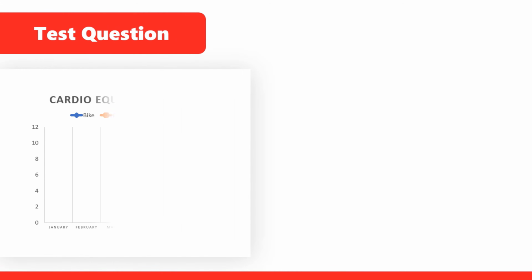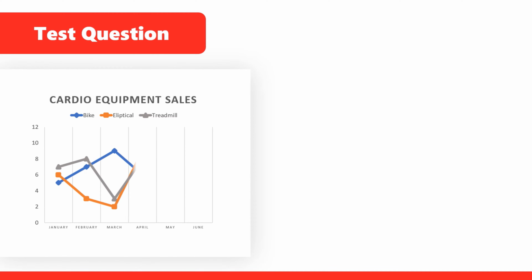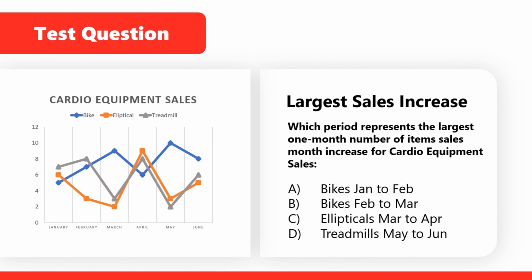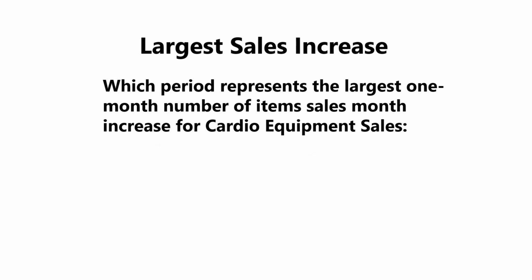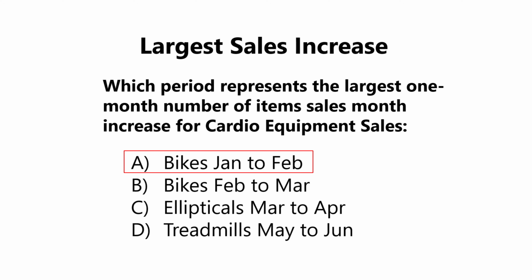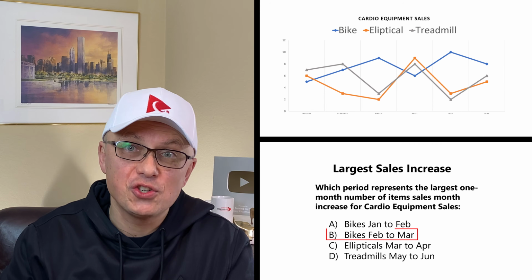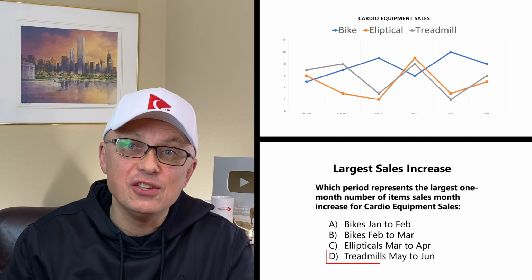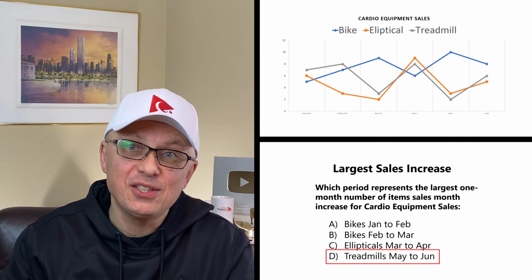The question asks you to determine the largest sales increase. Specifically, you need to determine which period represents the largest one month's number of item sales increase for cardio equipment sales. You have 4 different choices. Choice A, bikes from January to February. Choice B, bikes from February to March. Choice C, ellipticals, March to April. And choice D, treadmill, May to June.